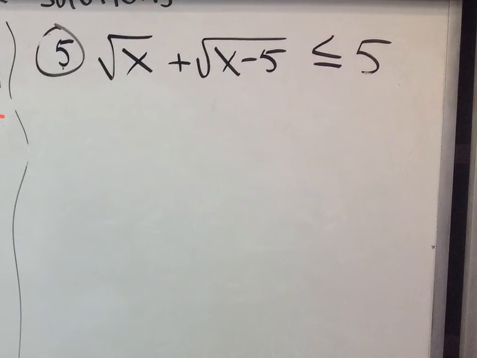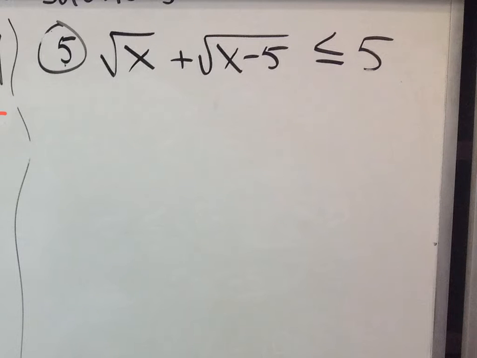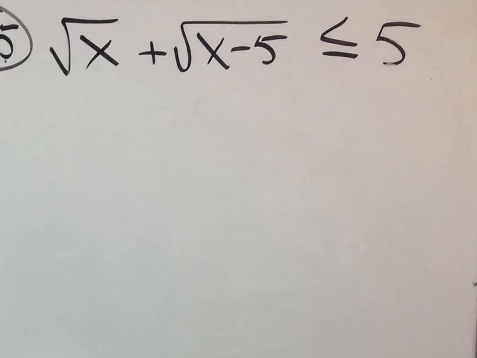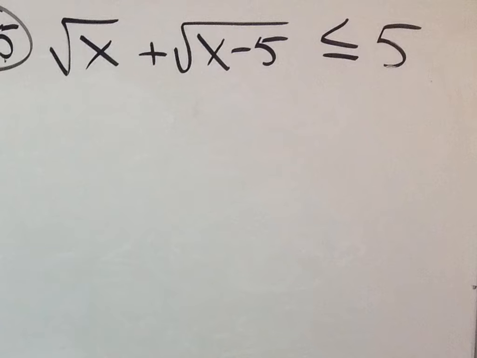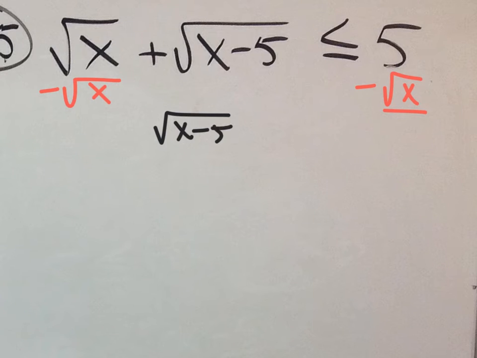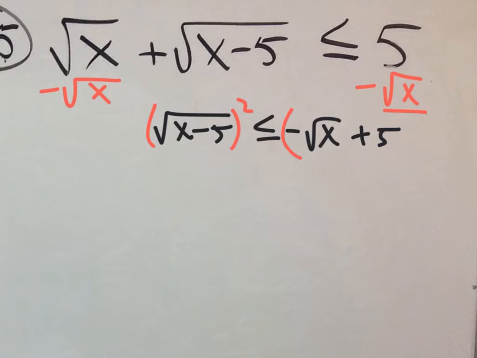Check out number 5. This one's a little bit more challenging because we really do have 2 radicals and they're on the same side. So let's first move one of these radicals over to the left side by subtracting the square root of x. Let me rewrite my inequality. It's going to be the square root of x minus 5 is less than or equal to negative square root of x plus 5 on the outside. Everybody with me? How do I get rid of the radical? Square both sides.